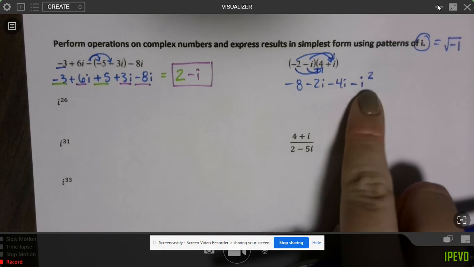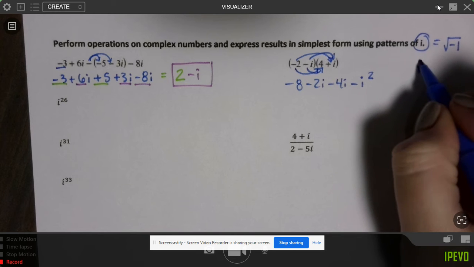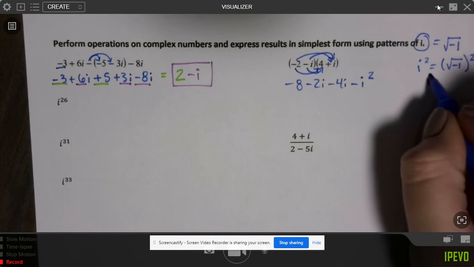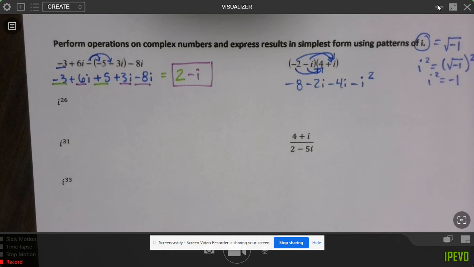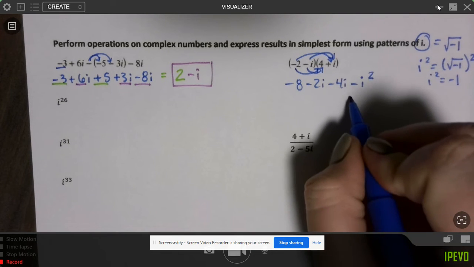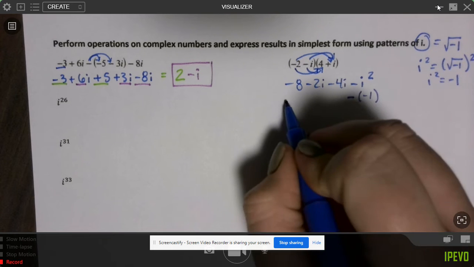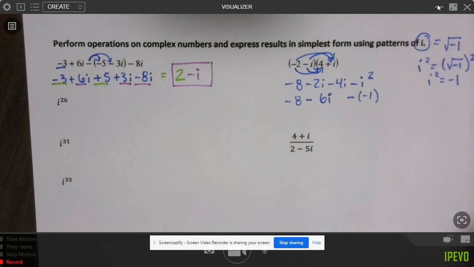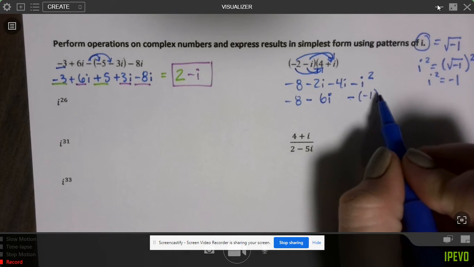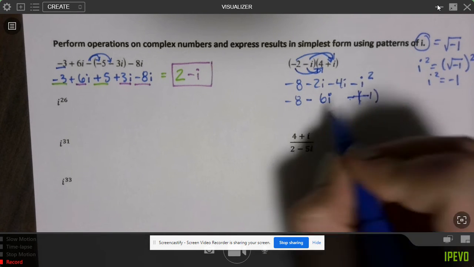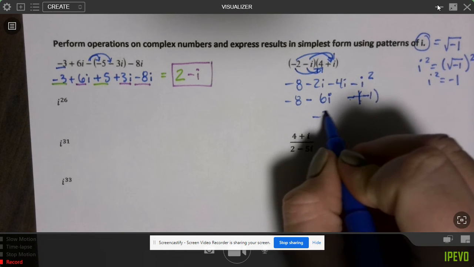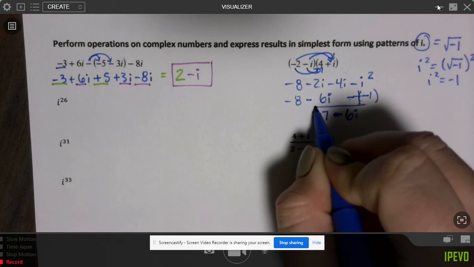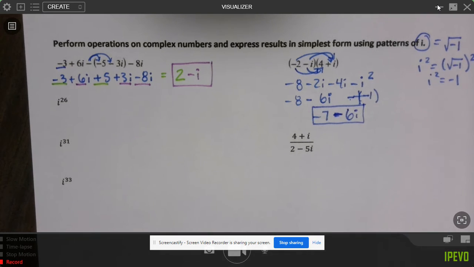Now, i squared is really what happens when you square a square root. i squared is then just a -1. So this is a -1. So when we combine -2 minus 4, we get 6i. -8 minus a negative, this is a plus sign. So we have -8 plus 1, which is a -7. So -7 minus 6i is our final answer here.